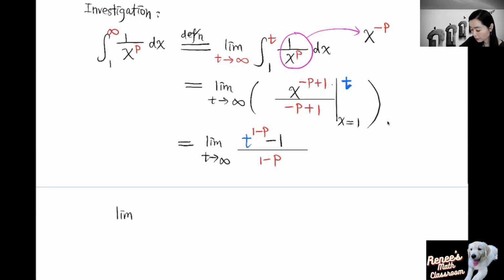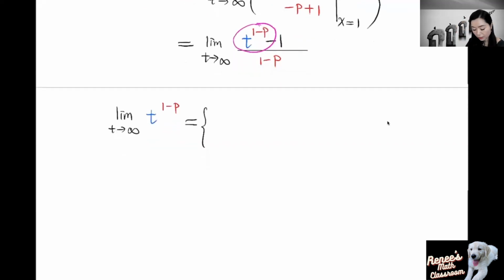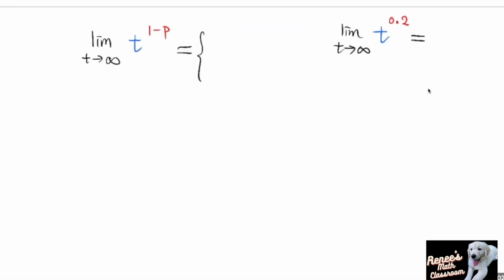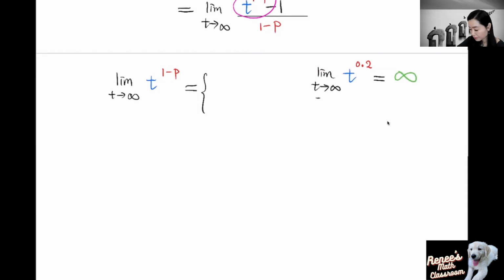So take a look at this part right here. t goes to infinity, and then t to the 1 minus p. Okay, do you guys remember? So what happened to this? Okay, let's just try to think about some example. The limit as t goes to infinity of t to the, say, 0.2 exponent. What does it equal to? Is it infinity? Yeah, that's going to go to positive infinity. You see what happened over here? If this exponent is greater than 0, when t goes to infinity, then t to this power will go to positive infinity.